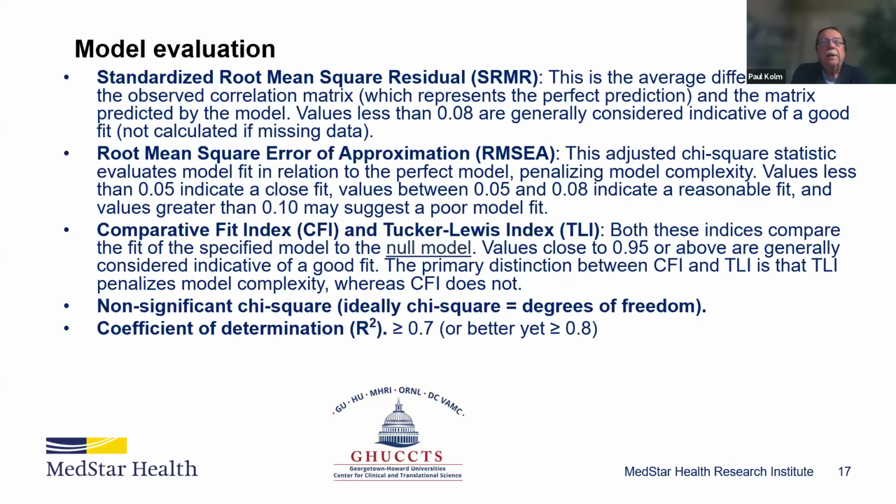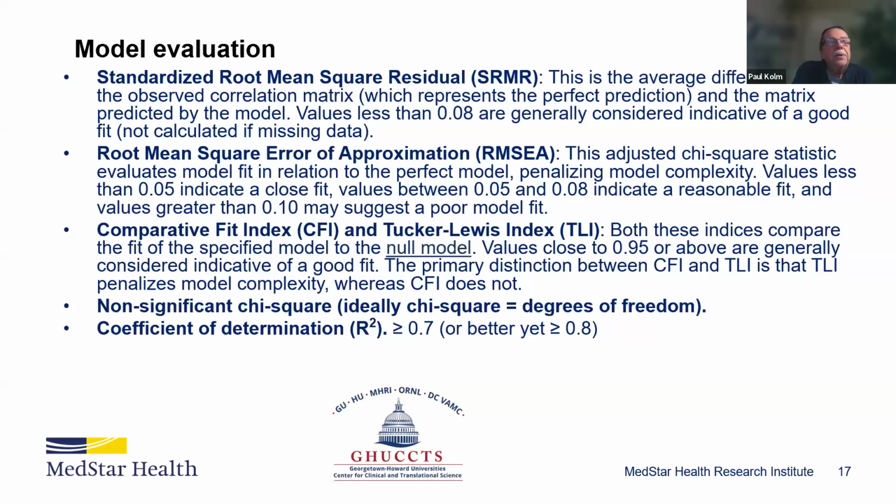And 0.05 is actually kind of what you hope you get, because it tells you there's a better fit. If it gets above 0.05, and then especially above 0.08, then you don't have that good of a fit. The SRMR is not calculated if there's missing data. And that's a whole other issue, whether you have missing data and whether you want to fill that in by multiple imputation before you do the factor analysis.